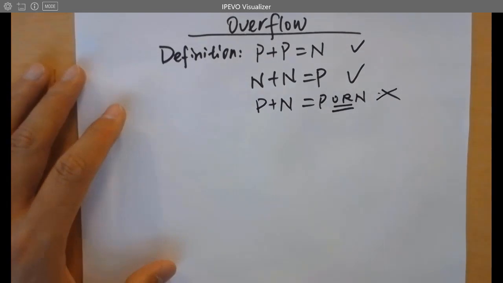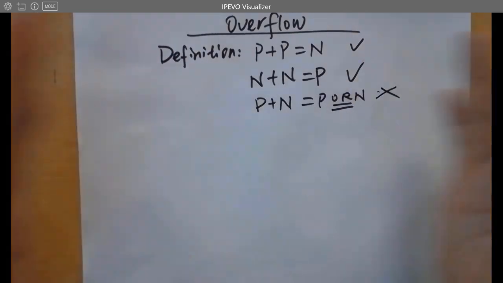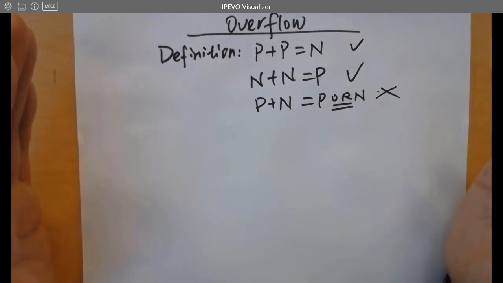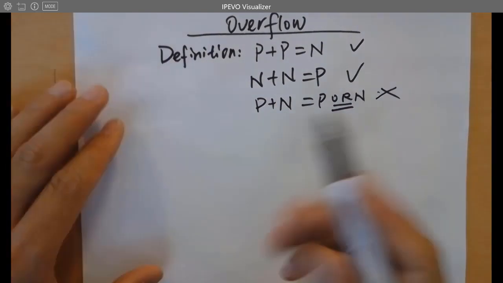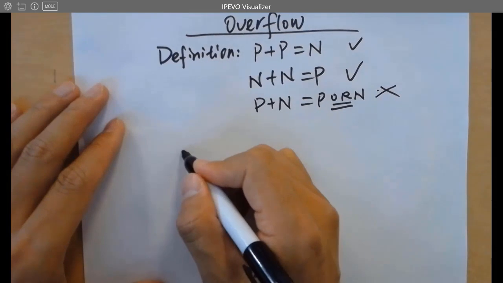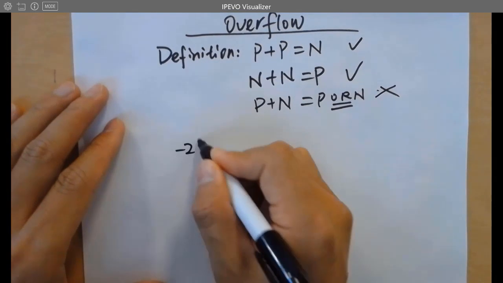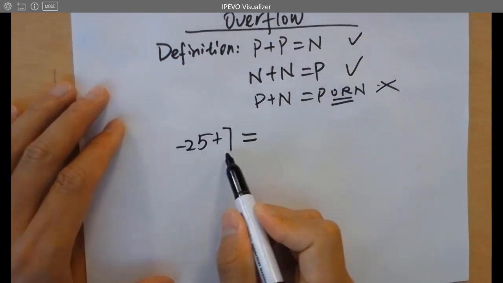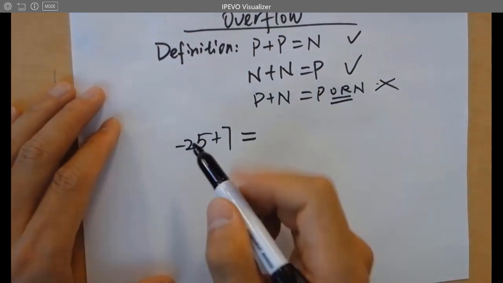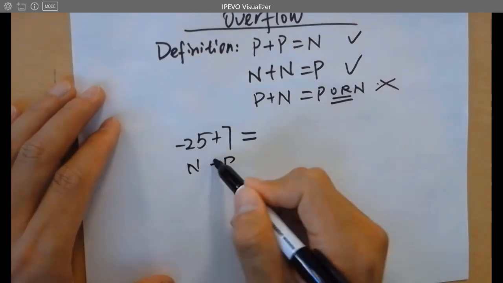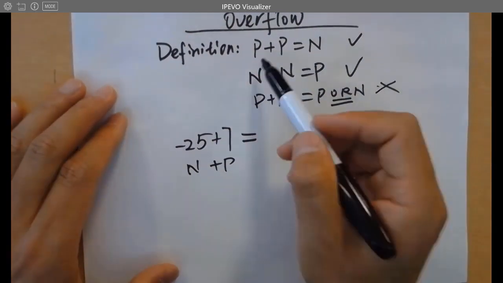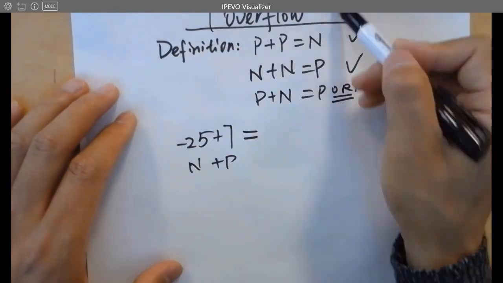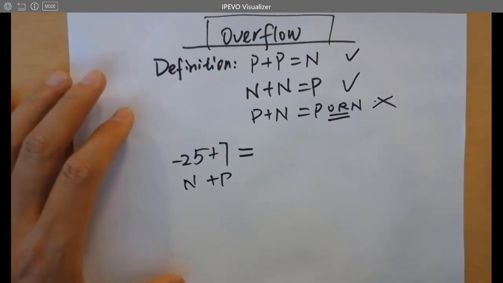Why is that? So we are all talking about 4 bits, or a certain amount of bits, in the computer system. If you have a number like, for example, minus 25 plus 7, that's P plus N. Oh, no, that's N, that's negative plus positive. So by the definition, you will never get overflow. That's just the definition, right? This is just introducing you the definition right now.